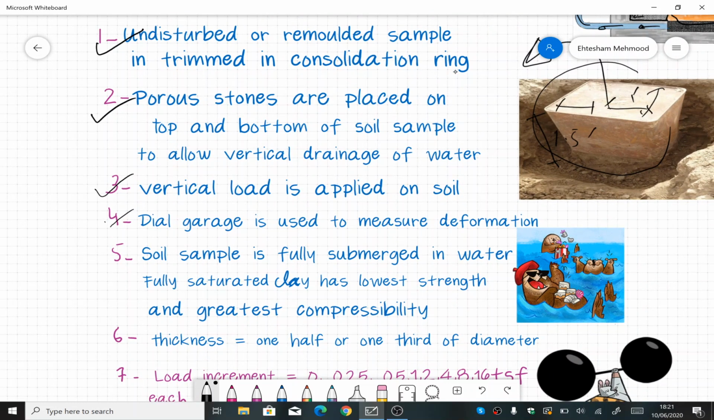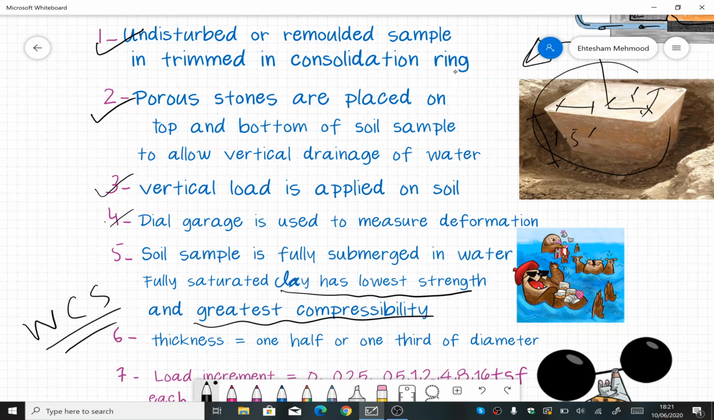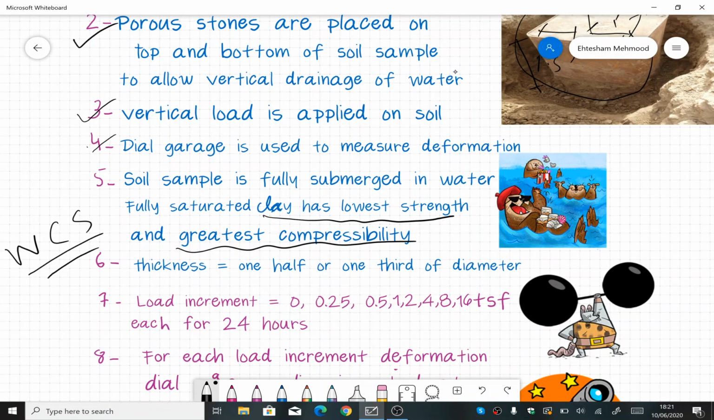And why do we do that? Because clay has the lowest strength and greatest compressibility, what we call the worst case scenario. This is the worst case scenario that can happen for a clay. So we want to check our soil in the worst case scenario: how much load it is going to take, how much settlement is going to happen, and in how much time that settlement is going to happen. Generally the rule for the consolidation ring specimen is that the thickness is 1/2 or 1/3 of the diameter.